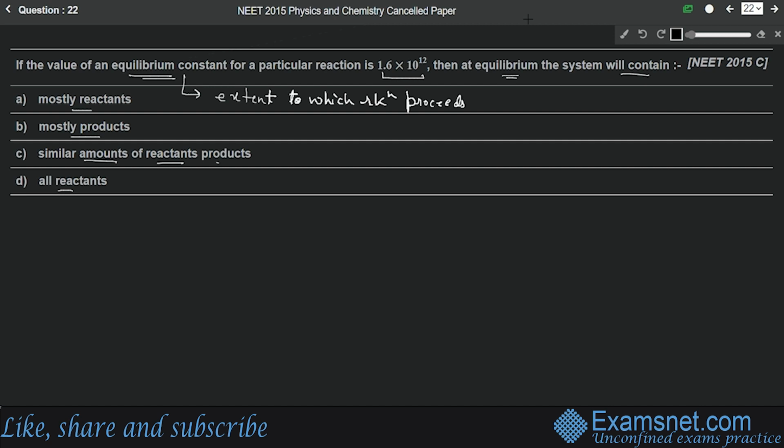Now if you look at the value of the equilibrium constant given here, you can see that this is a very large value. And the large value of equilibrium constant means that the concentration of product will be large, because the reaction proceeds to the right hand side, resulting in the increased concentration of the products. So mostly products will be present. Option B will be the correct answer.